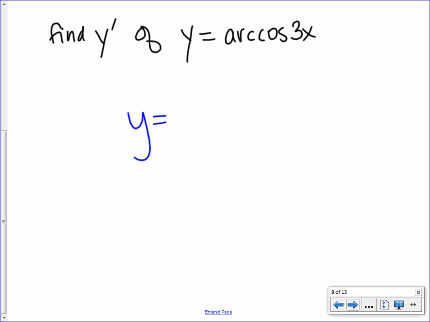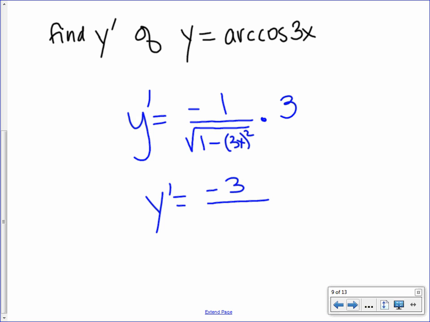What's our rule for arc cosine? -1 over the square root of 1 minus x squared. So we would have 1 minus 3x, the quantity squared, times chain rule 3. So our derivative would be -3 over the square root of 1 minus 9x squared. Just following a rule, right?